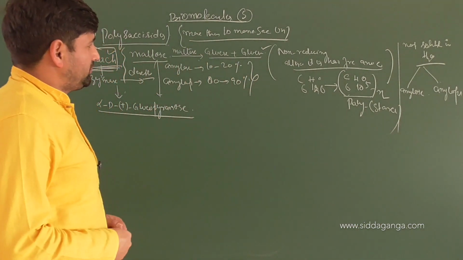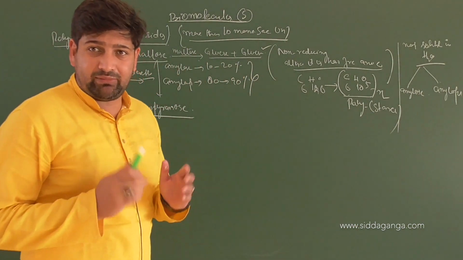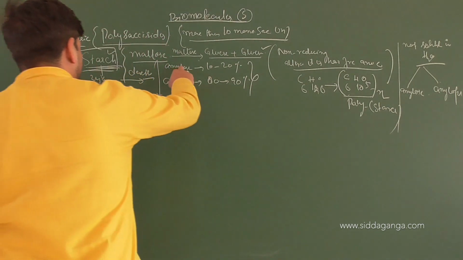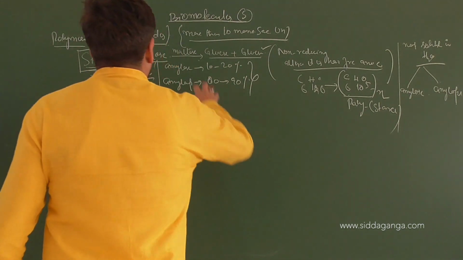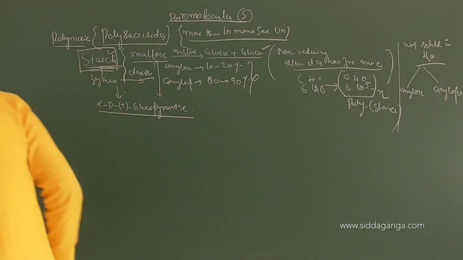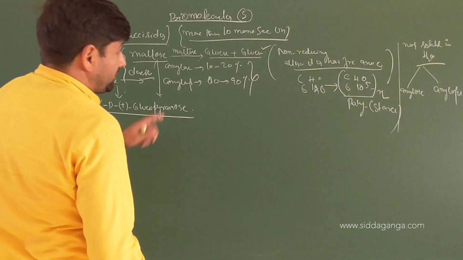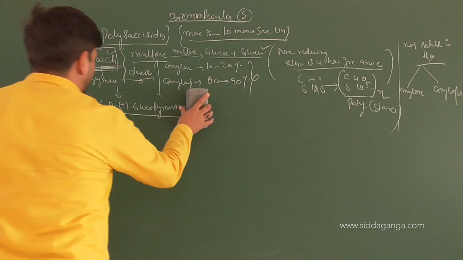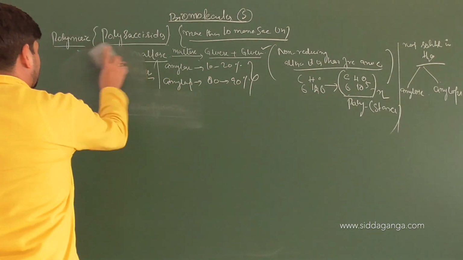Let us have a look at this diagrammatically. We have two parts, amylose and amylopectin. It's a non-reducing sugar. It's not much soluble, and we'll talk about solubility in water in terms of amylose and amylopectin. Be careful to understand this.